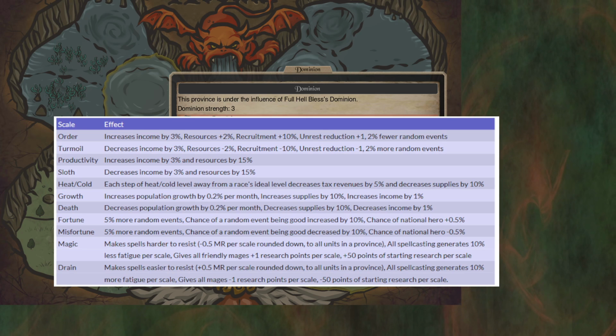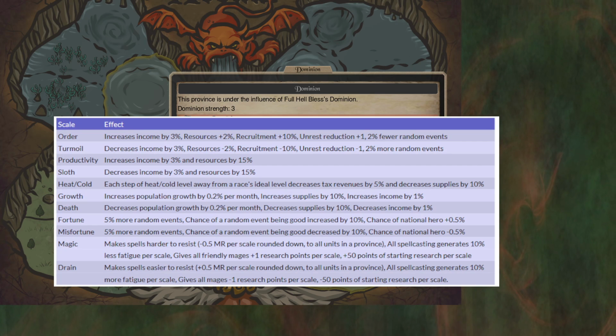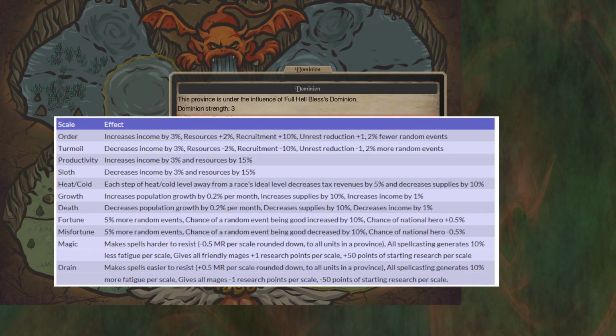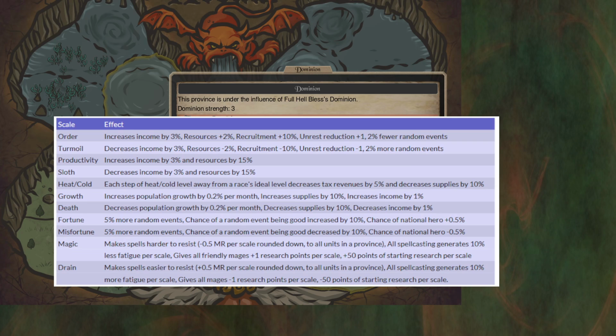For productivity or sloth, you multiply the scale level in a province with income plus 3%, resources plus 15%. For heat and cold, it's 5% less income and 10% less supplies for every step away from your nation's temperature preference, which you can find when you select the nation or by looking at the national overview. For us currently as Mictlan, we have a preference for heat 1. So because we are currently at heat 3, we have an additional -10% income and -20% supplies. Any deviation from your nation's temperature preference will cause these negatives.